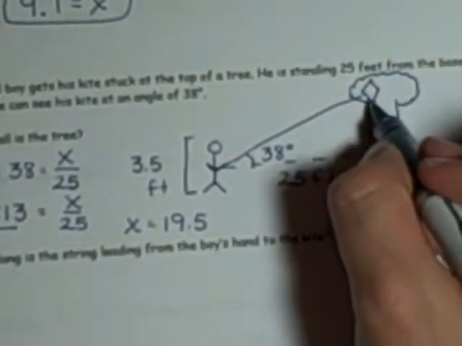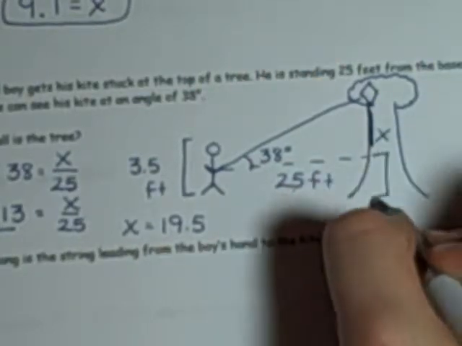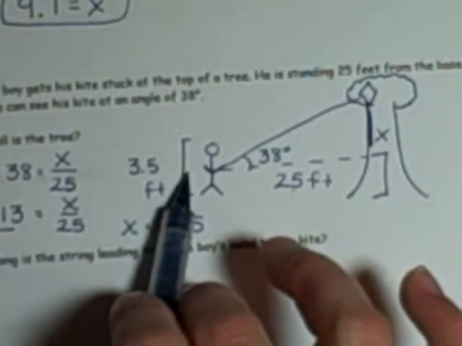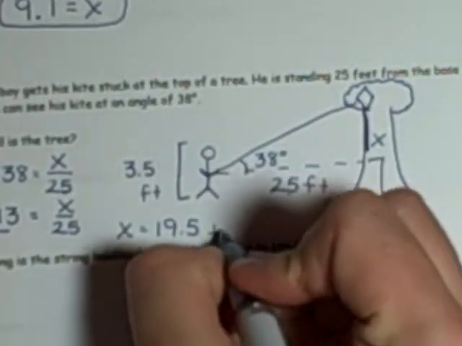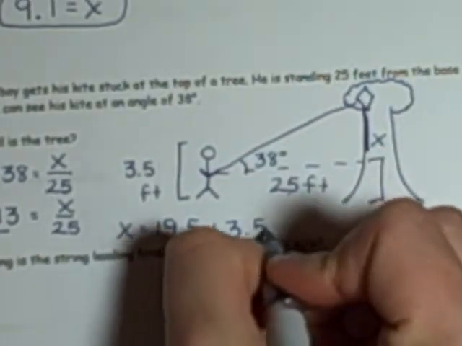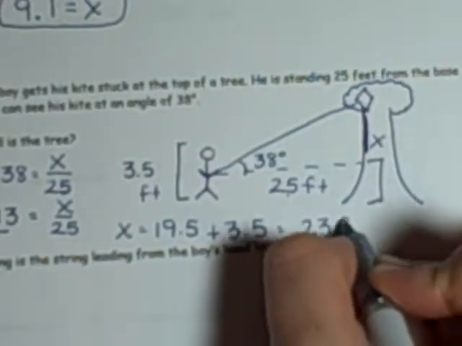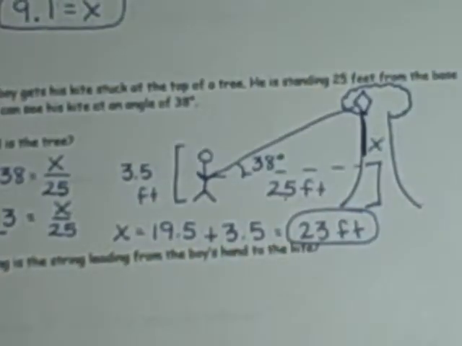Now what I have to be careful of here, and again I know I drew my diagram to be a little bit misleading, is that x really only covers from the kite down to his line of sight. Okay, I've got this chunk of tree down here that I still need to consider. And that is going to be the same height as the boy. So I'm going to add another 3.5 feet to my 19.5. And that's going to come out to be 23 feet exactly. So I would say that this tree is 23 feet long.